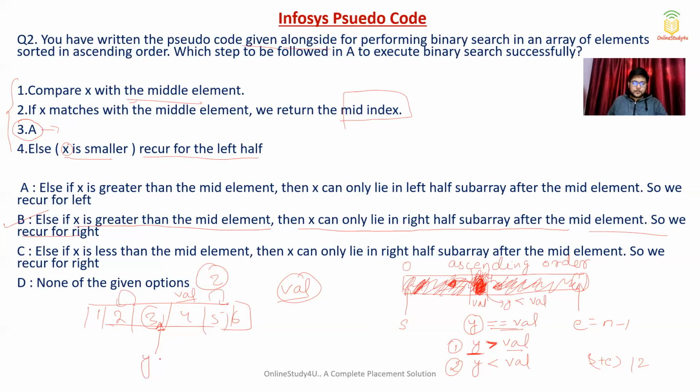So obviously, this y is greater than val. So obviously I have to search in this direction. In this case, x is smaller, val is smaller. So I have to recur to the left half. Contrary to this, if I have to search 6, in this case my y is less than val. So I have to search in the right direction. And this is how the algorithm of binary search works. I hope this is clear to you. Let's move on to the next question now.